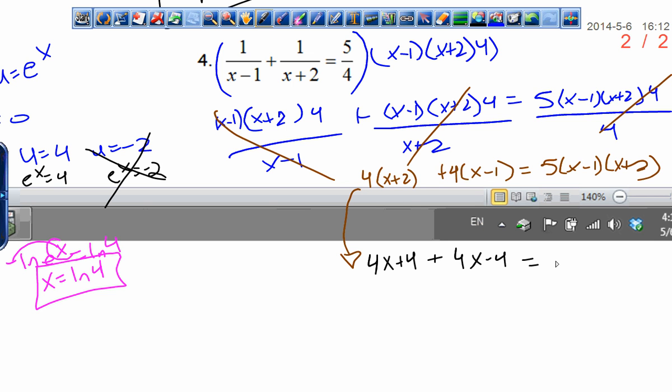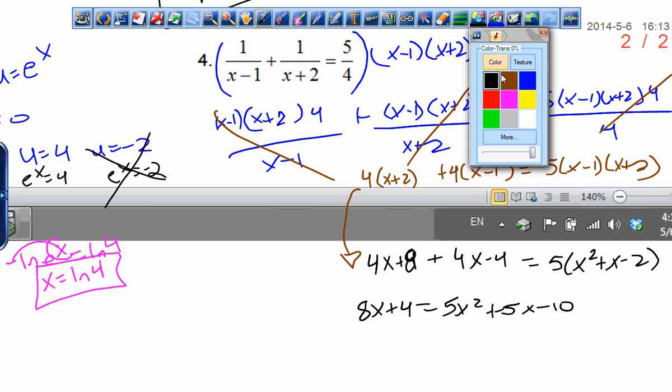equals 5 times x squared plus x minus 2. I feel like I made an error somewhere. Yeah, because that's 8. Silly me. All right, so then I add everything together. I get 8x plus 4 equals 5x squared plus 5x minus 10.